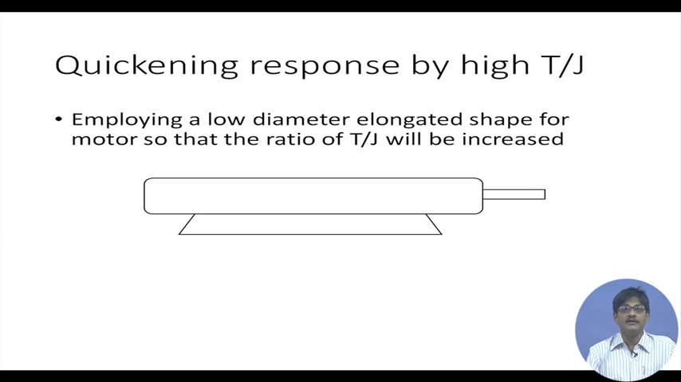So, if we increase radius, then we will expect that this term will become smaller and smaller. In the same way, if we decrease the radius as we have done now, we will expect that T by J will definitely increase. So, the basic idea will be to make smaller and smaller diameter motors.